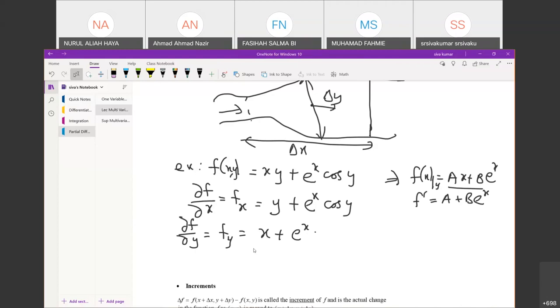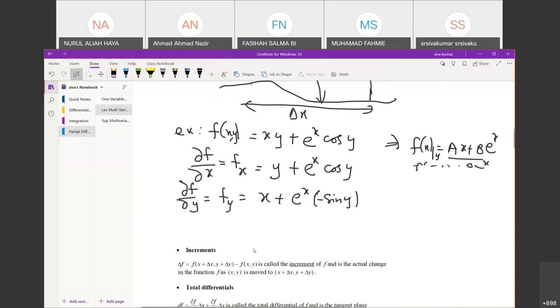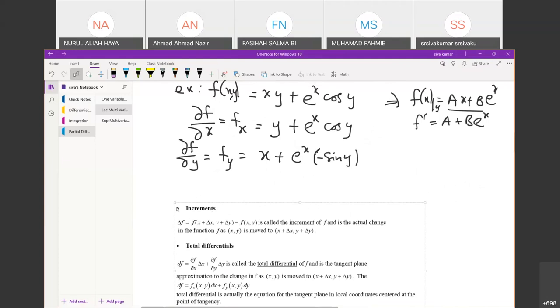You get a cos. Therefore, the differentiation of cos gives you negative sin y. This is important. If you get the same, correct. Okay, now give a try for this one.